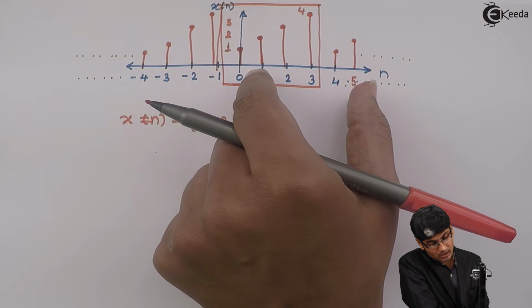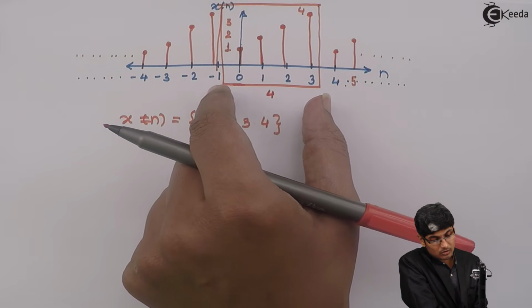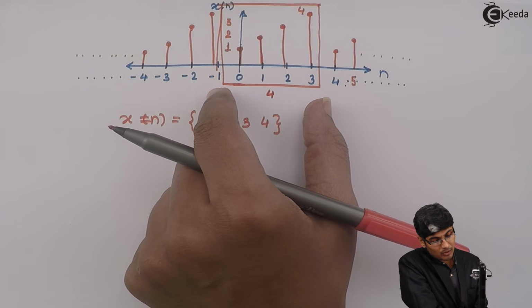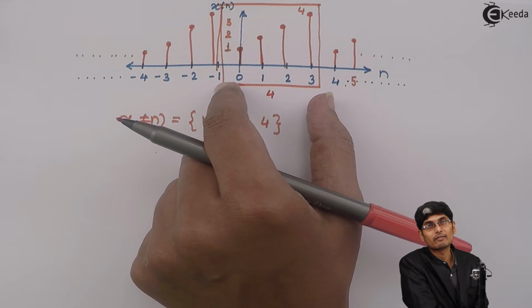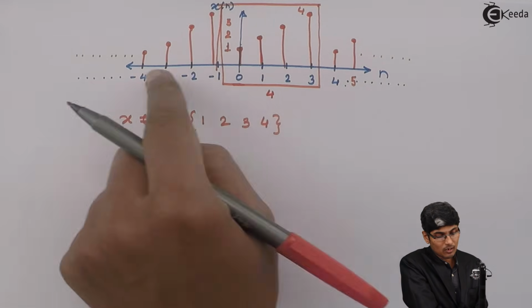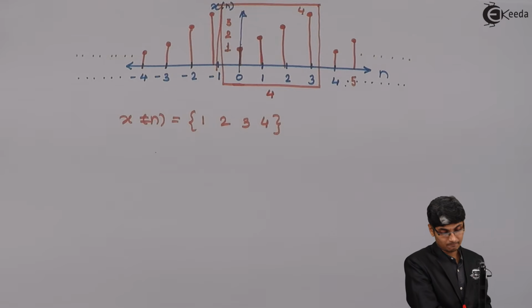Now if I shift, it will be 1 to 4 and so on. But that window should be specified. When I say the signal is periodic with period 4, it means the window is specified from 0 to 3. So this is a representation or visualization of a periodic signal.